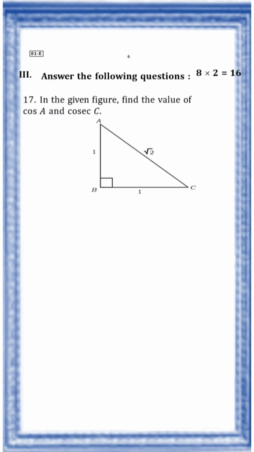Now let us solve the third question. Answer the following questions. There are 8 questions of 2 marks each, totally 16 marks. 17th question. The given figure has been given here. Find the value of cos A and cosecant C. Here, a right angle triangle ABC is given. Here, angle B is 90 degree.